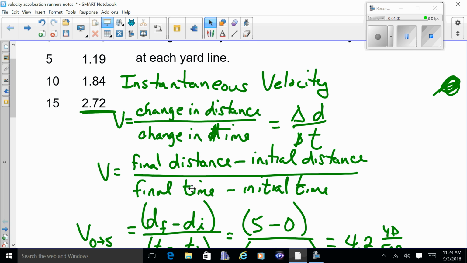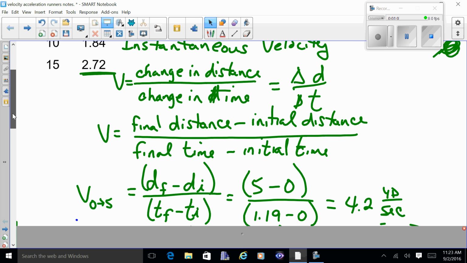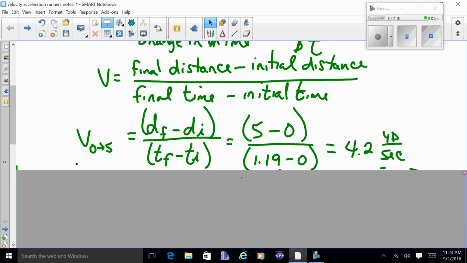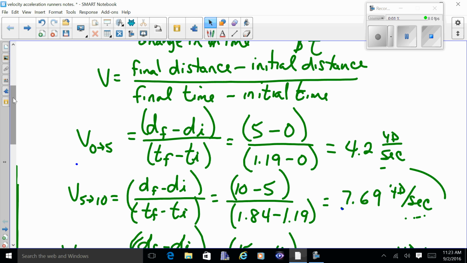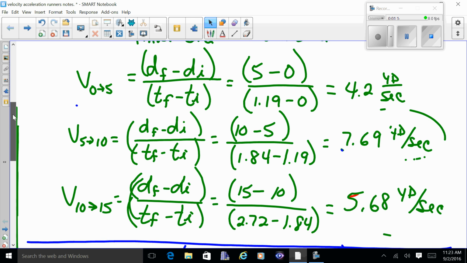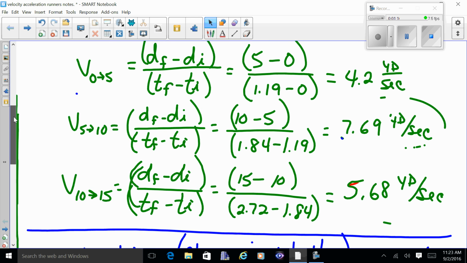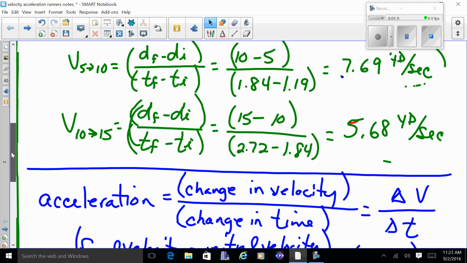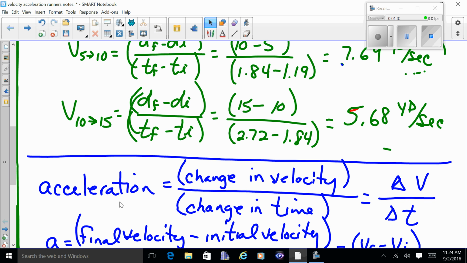And I'm going to keep all of these answers that we got in the last lecture handy, because we're going to use these velocities at the 5-yard line, the 10-yard line, and the 15-yard line to do accelerations. Now the formula for acceleration is right down here. It's really similar to instantaneous velocity. Acceleration is the change in velocity. It's how fast you are speeding up. So we're going to take the change in velocity over the change in time.